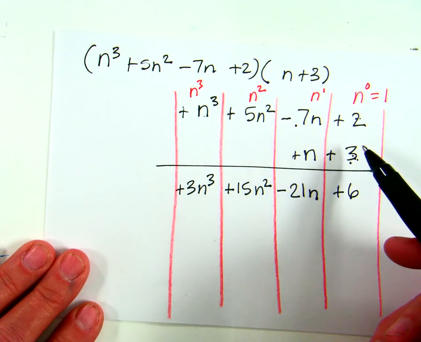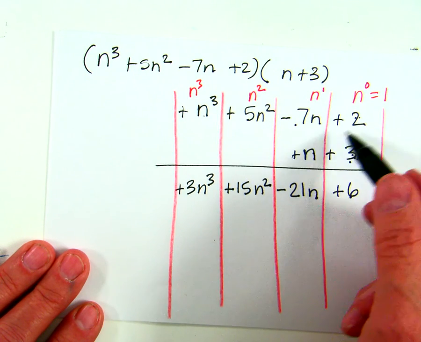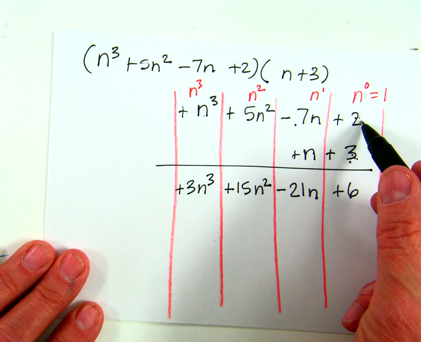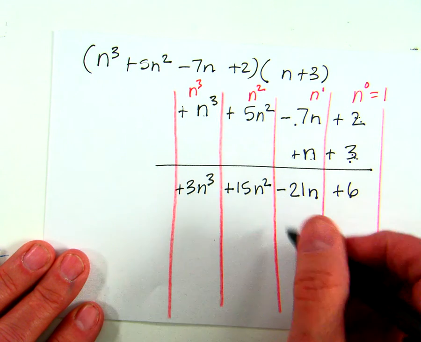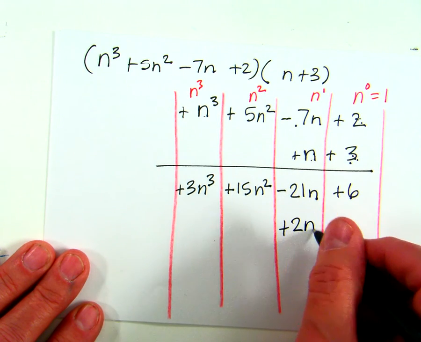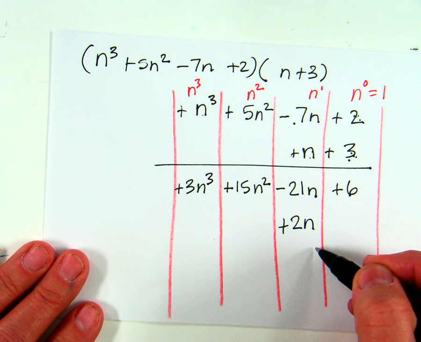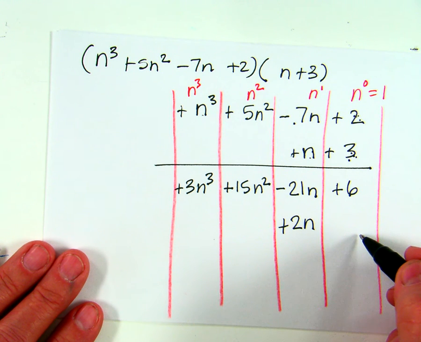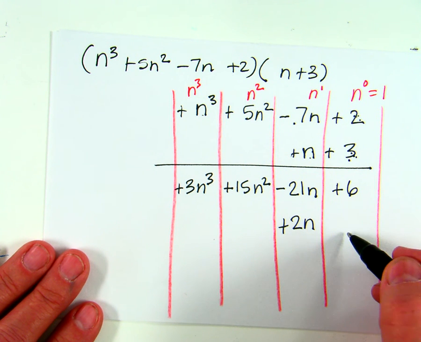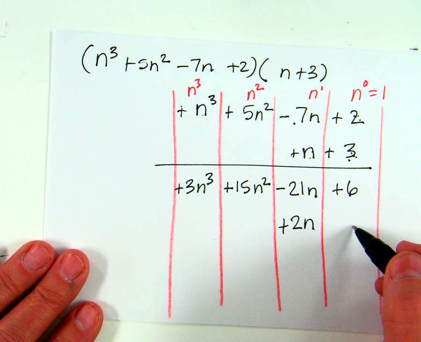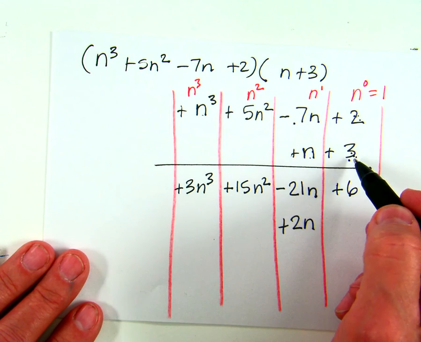Let's do the second one. n times 2 is 2n. Positive n times positive 2 is positive 2n. Now this is an n, so it's going in the n to the first power column. It does not go in the column for n to the 0 power. Nothing goes there. Just like when you do multiplication in 3rd grade or 4th grade, whenever you had it by 2, you skip a space here, either put a 0 there, which is fine, or just leave it blank, either way. So let's do the next one.